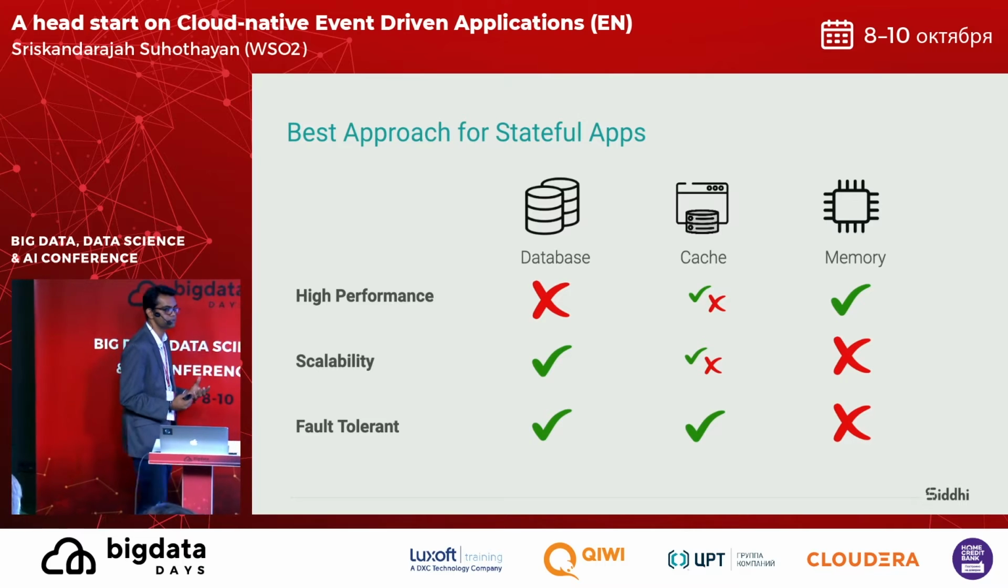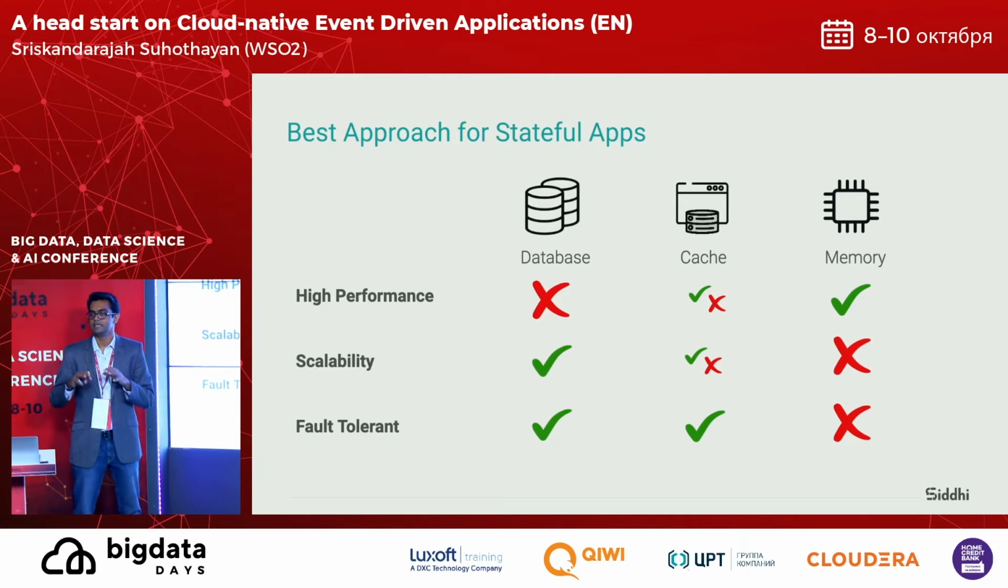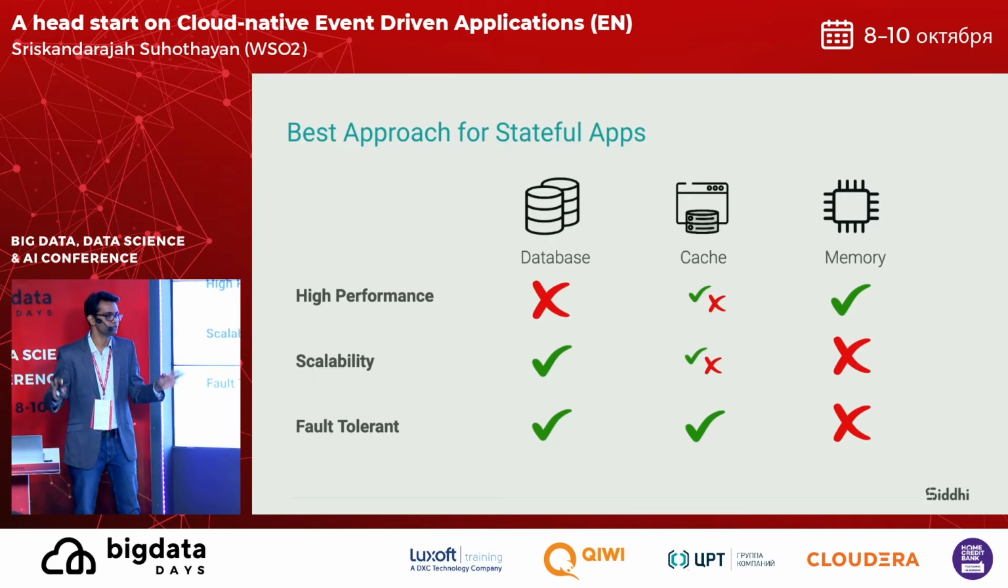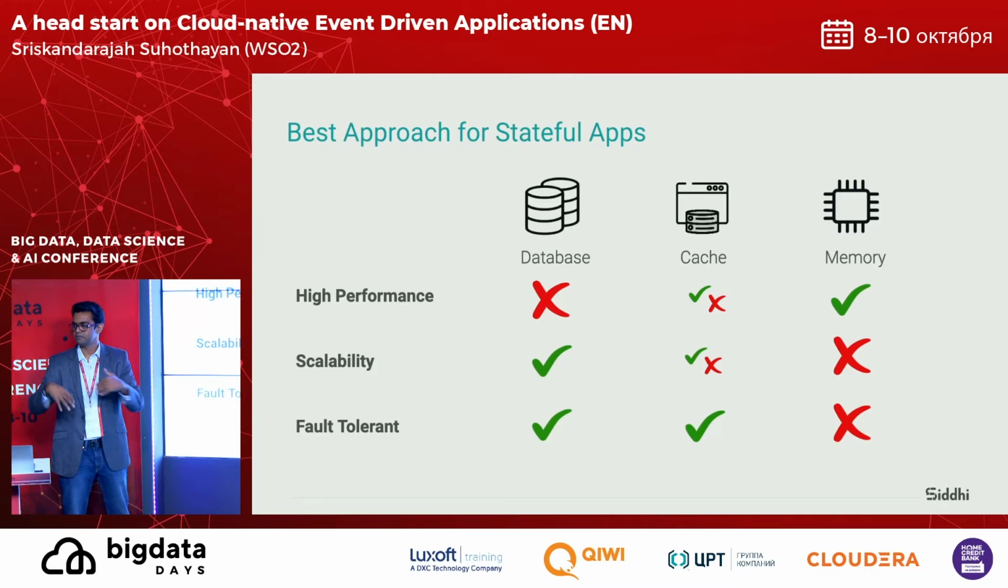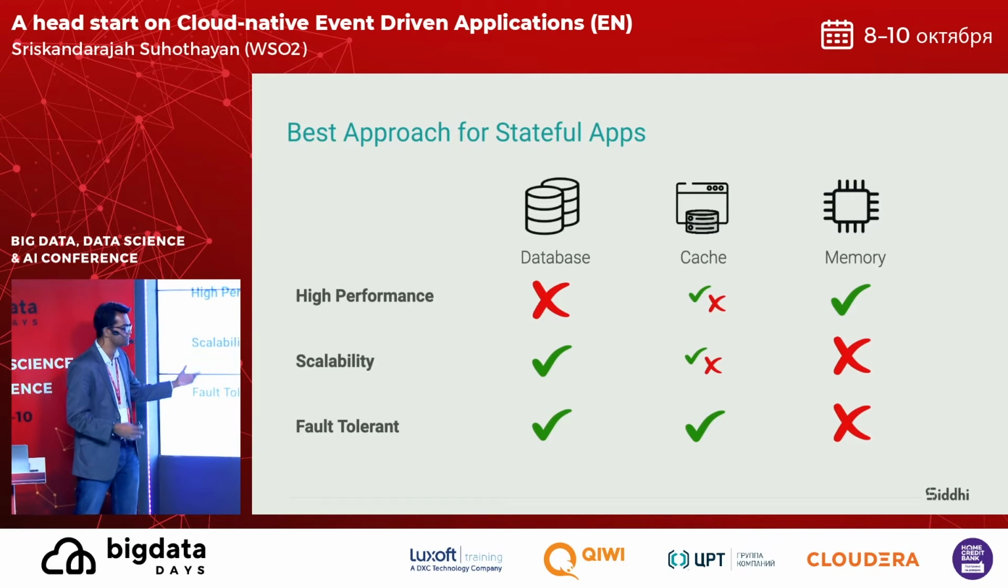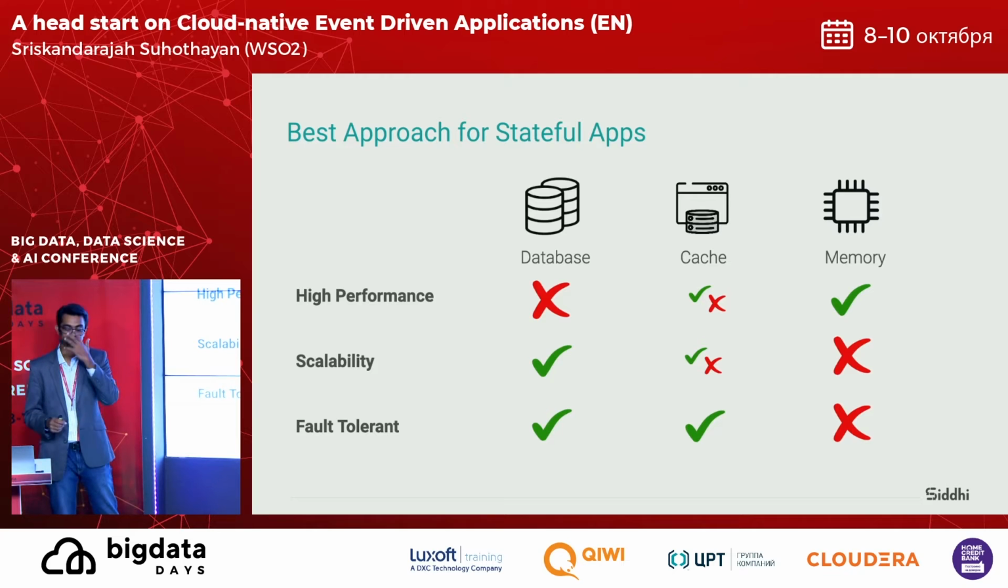For example, a database is not the best for performance, right? Every time you write and read, it's damn slow. So don't really try to use databases. But if your application is scaling, it's okay. You can manage the scalability and fault tolerance part of it. Because you have transactions, fault tolerance would be good.